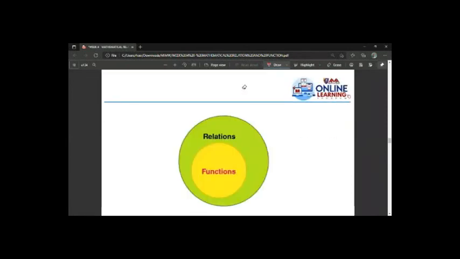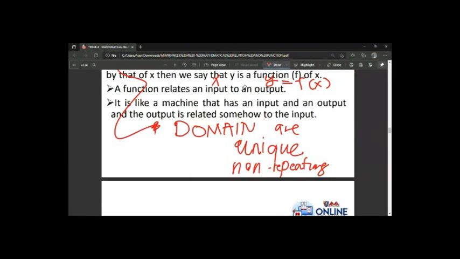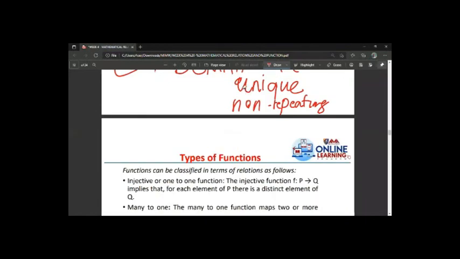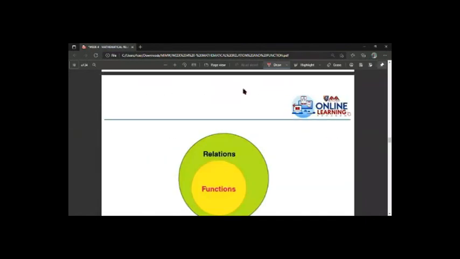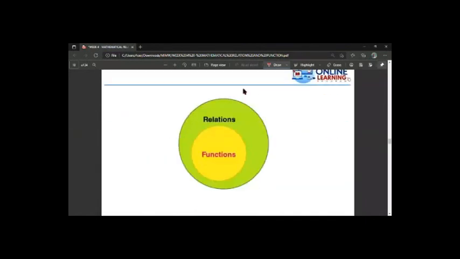Ito muna. So again, no? Lahat ng functions na belong sa relation. So lahat ng functions is relation. So this is a Venn diagram that shows the relationship between the mathematical relations and functions. So lahat ng function na belong siya sa relation.